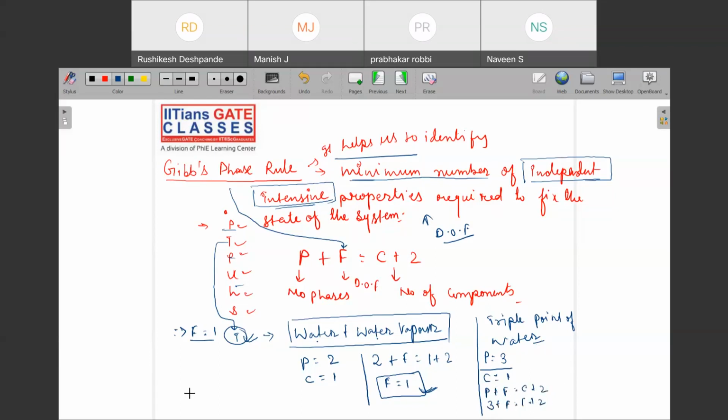So at the triple point of water, your degrees of freedom is what? 0. That means whenever your degrees of freedom is 0, your state is fixed. That means the triple point of water is what? A fixed point. Whenever I get degrees of freedom as 0, that means this is a fixed point. What does it mean? This is a fixed point.